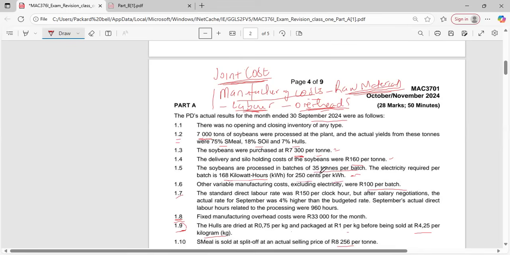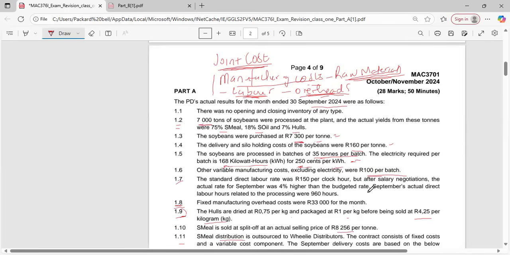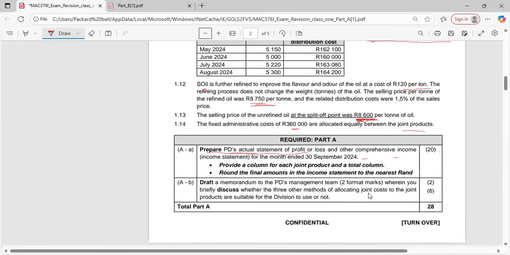The first thing is for you to have how many batches. Then you multiply them. Each batch use 168. Then you multiply by 2.50. That's how you come up with your figure here. Then on 1.6, they say other variable manufacturing costs excluding electricity, 100 per batch. So I'm also going to use the number of batches that we have here. So let's see how we do that one.